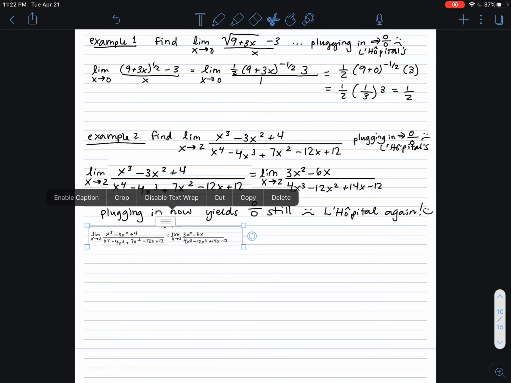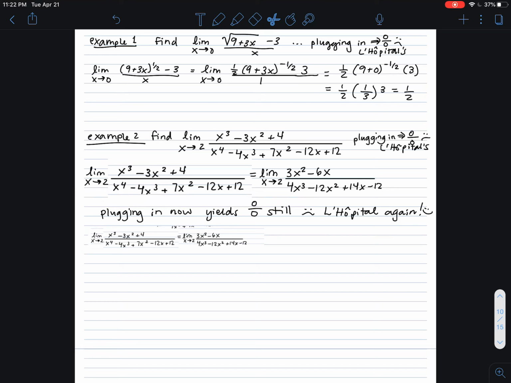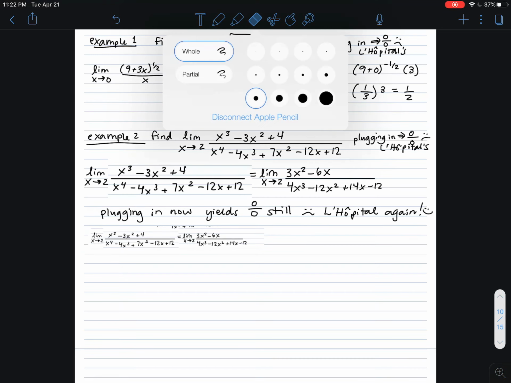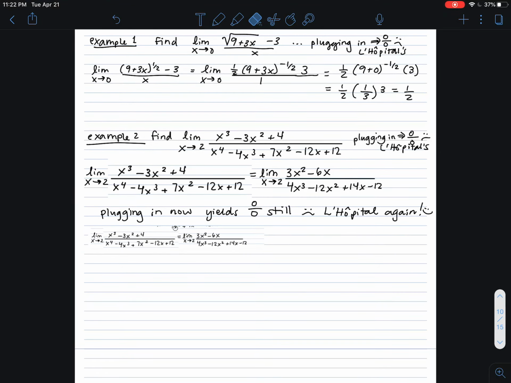So actually, I like how much smaller that is. That's going to save me room. Okay, so this guy is equal to, we had our original limit, we took the derivative of the top and the bottom, but we still got 0 over 0, so we're just going to take the derivative of that top and that bottom. So this is actually the second derivative of our original function.